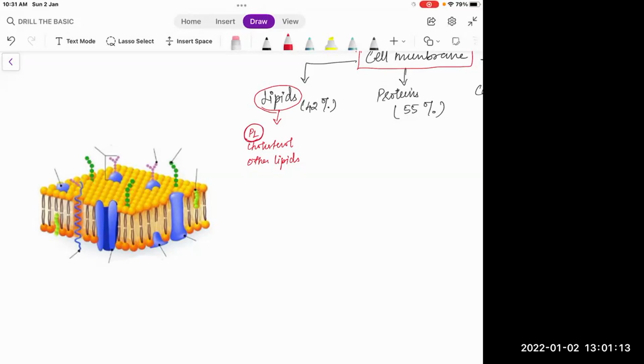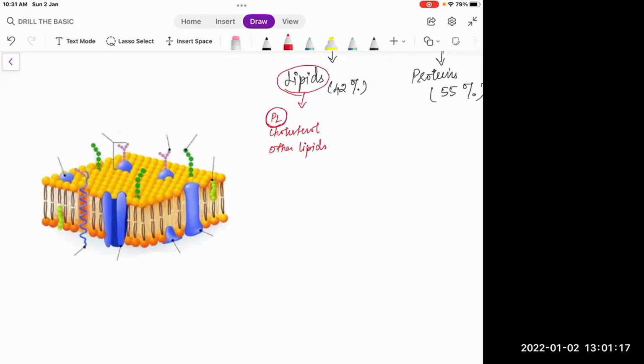So all those yellow colored structures in this picture, what you see, they are all the phospholipids. And then all those structures which are sticking here and there, they are the cholesterol and other structures we will see one by one.